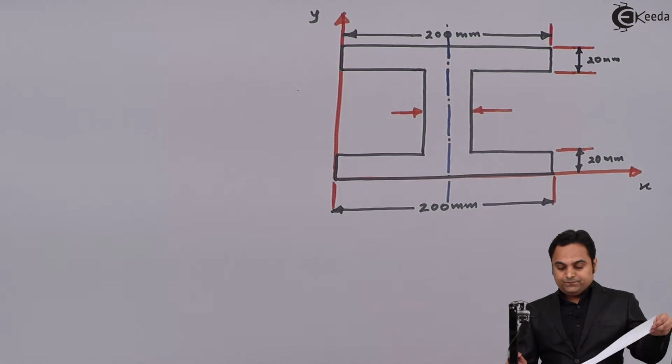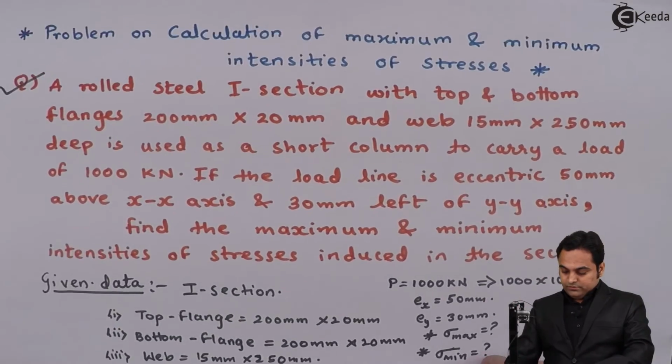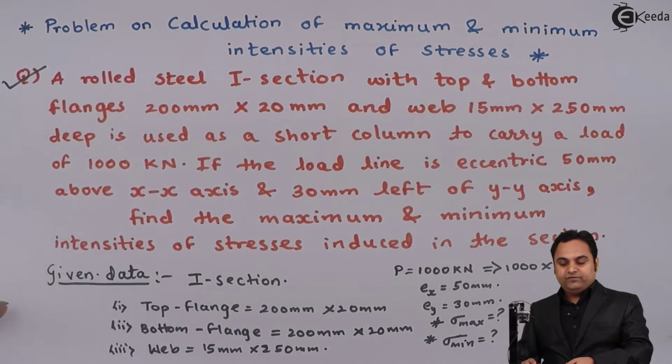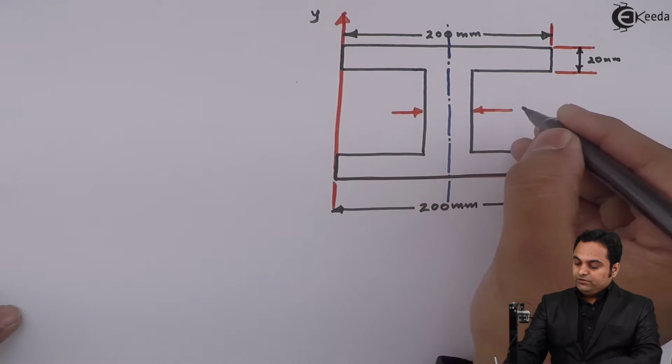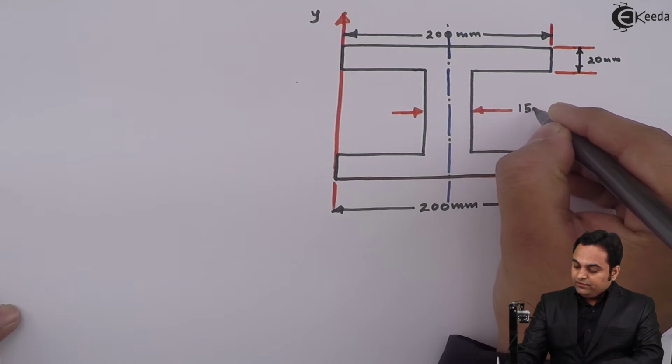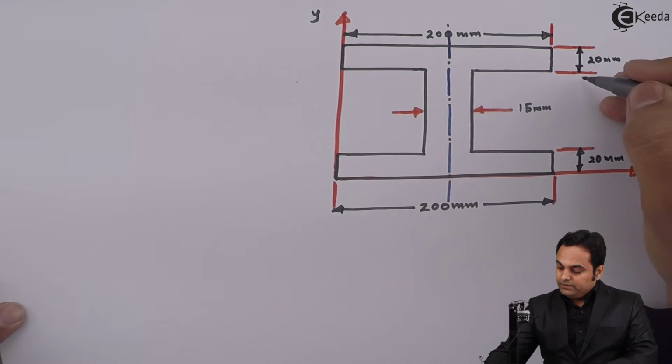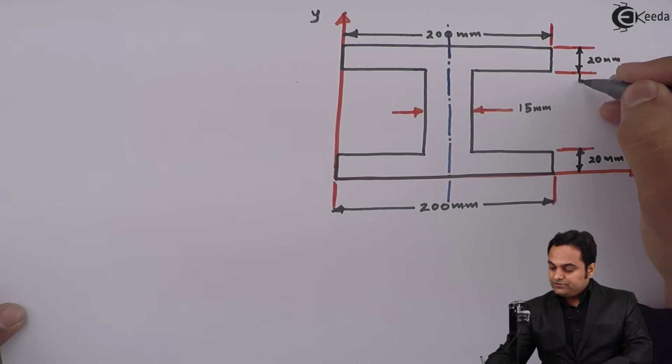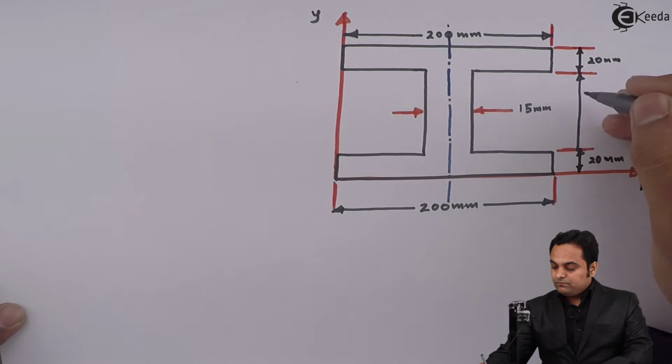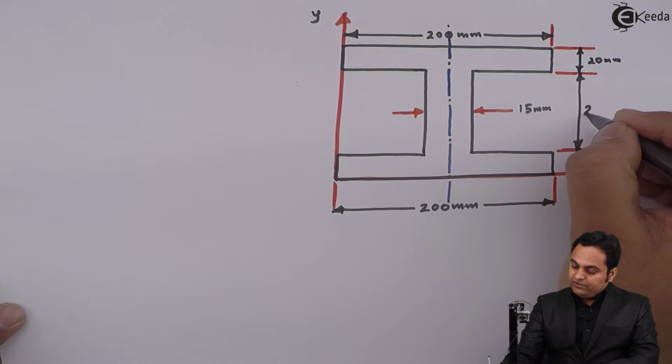Next, web, it is 15 mm into 250 mm. So here the width is 15 and this height of web is 250 mm.